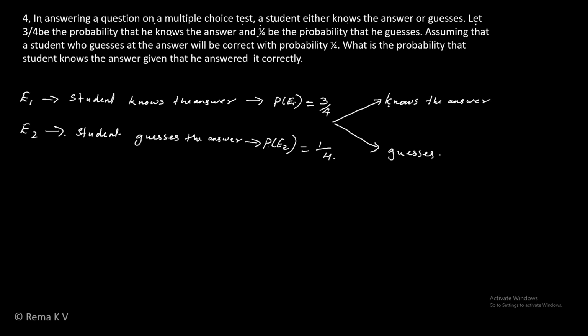See now, when he knows the answer, it will be correct. If the student knows the answer, it will be correct. If he guesses the answer, there are two possibilities. The answer may be correct or that may be incorrect, or it is wrong. So if he knows the answer, only one possibility is there, the answer will be correct. And if he guesses, there are two different possibilities, that may be correct or wrong.